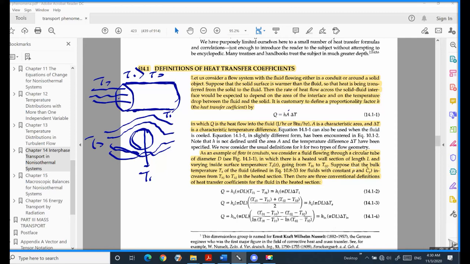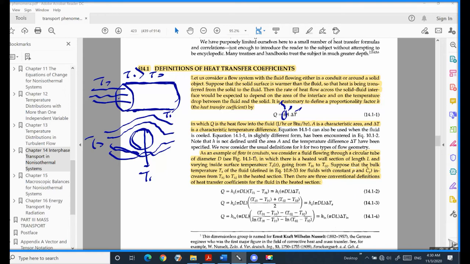This is the surface area where the heat transfer is happening. This is the temperature difference between these two phases. And this is how H is defined. This is the heat transfer coefficient. It is dependent on the material and the system.